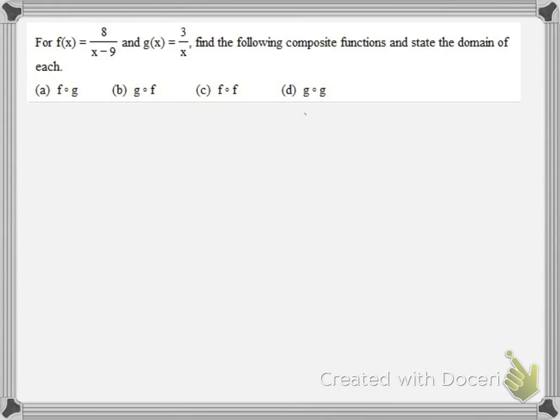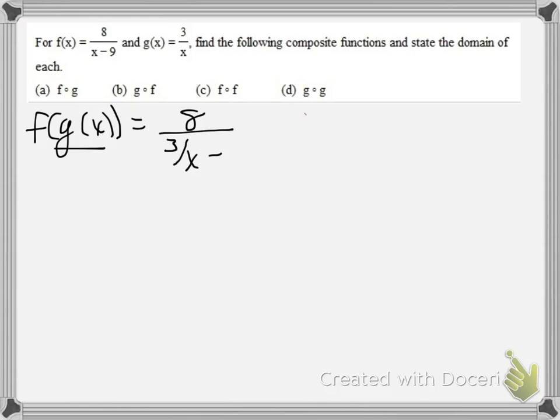So let's start first with f of g of x. To find f of g of x, we need to take g of x, the inside function, and plug it into f of x. So we have 8 over, instead of x, we're going to write 3 over x minus 9. So we have 8 over 3 over x minus 9 is what f of g of x is.